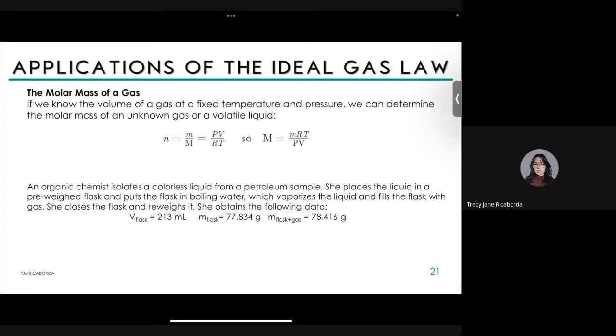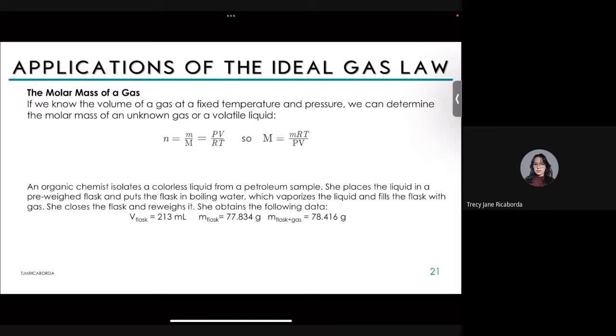Hi, and we're back. Okay, so as I've said in the past video, we'll be talking about the applications of the ideal gas law. We're going to use the ideal gas law, or the ideal gas equation, to calculate other quantities related to gases, such as the molar mass of a gas. Now, if we know the volume of a gas at fixed temperature and pressure, we can determine the molar mass of an unknown gas, or a volatile liquid.